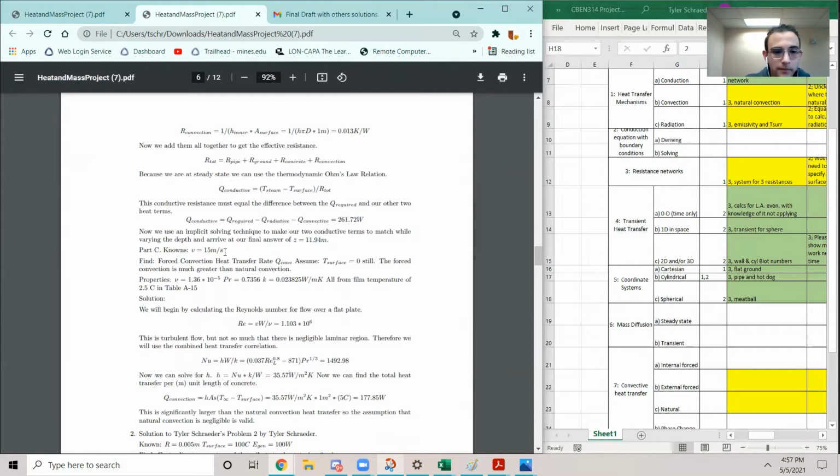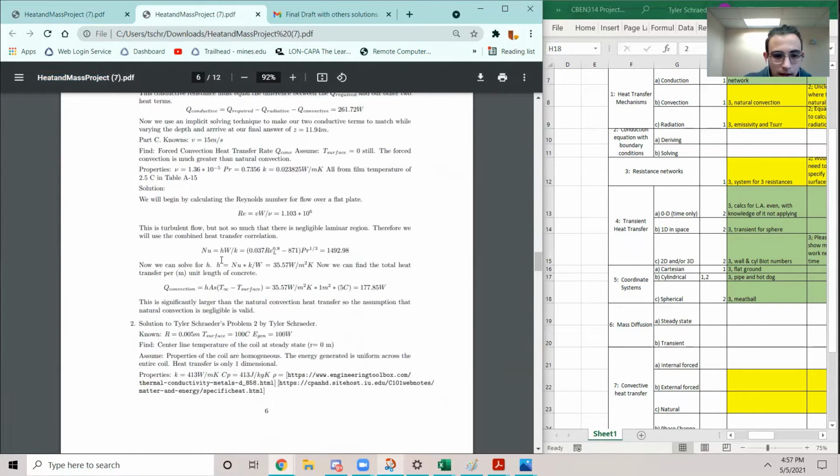And then for the next part, we just add wind on the upper part and try and find the forced convection heat transfer rate. And we calculate the Reynolds number to get the Nusselt number, find our H, and we find it's about 10 times greater. So in this problem, we hit on natural convection, emissivity, resistance networks, external force, and natural convection.